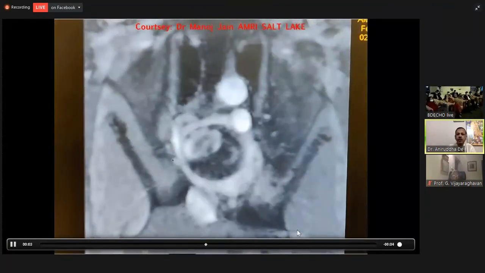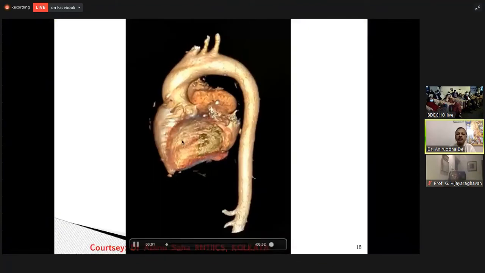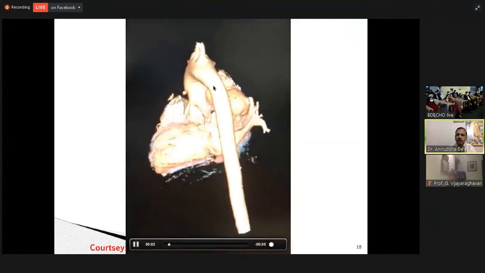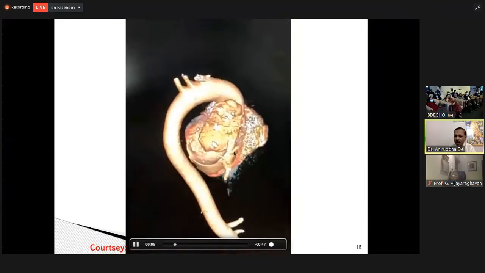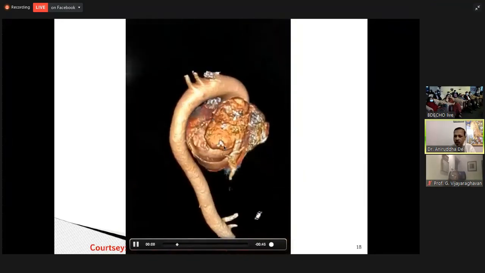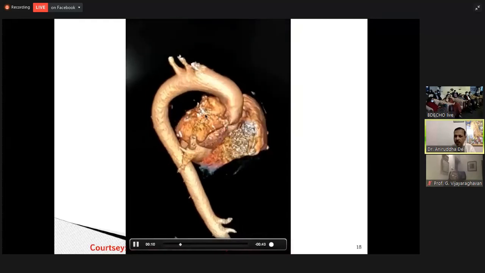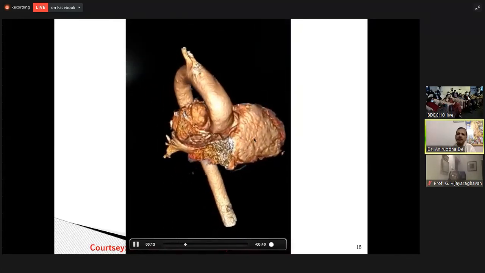Then we did the CT angio, and here it is absolutely clear. You can see this is the mass which is arising from the ascending aorta, and this is the mass in the CT angio.